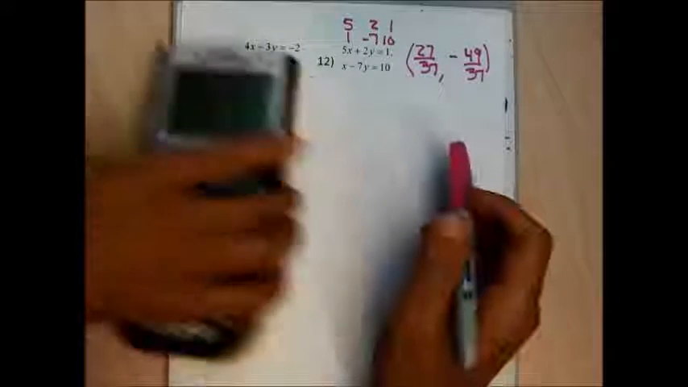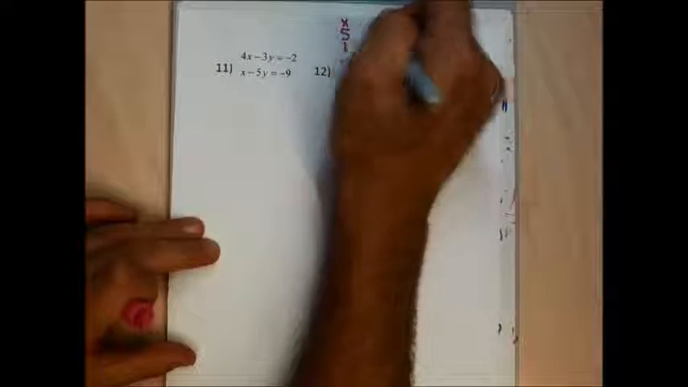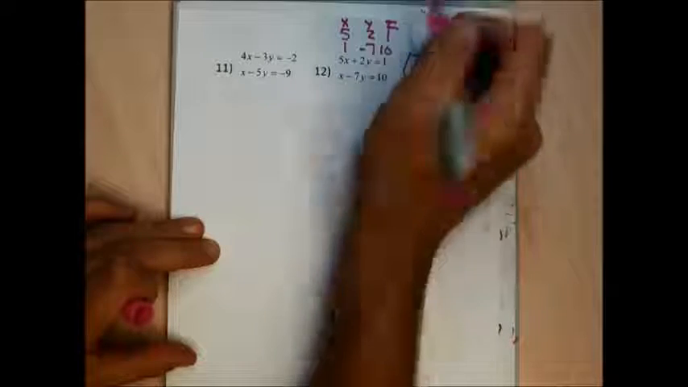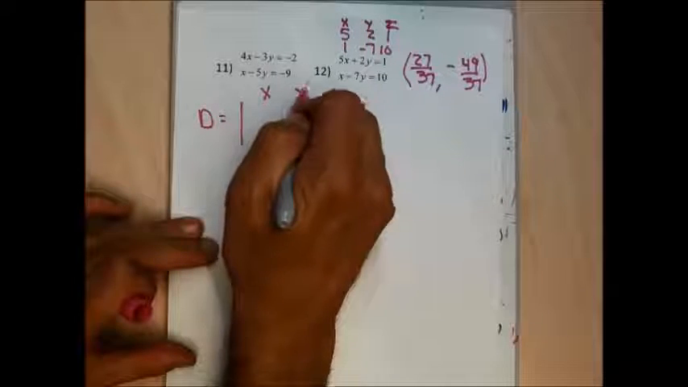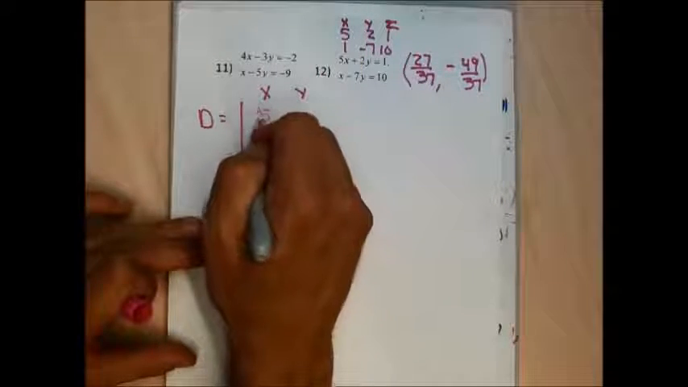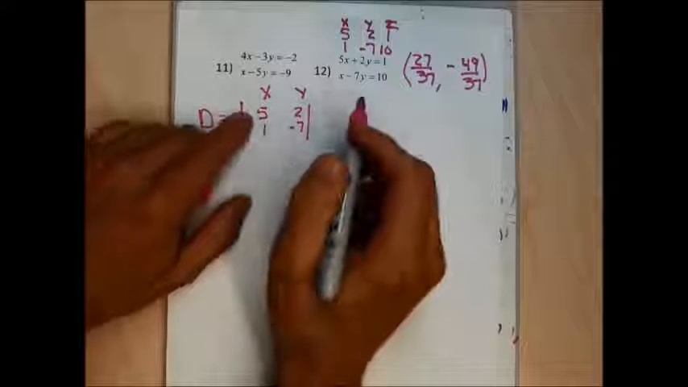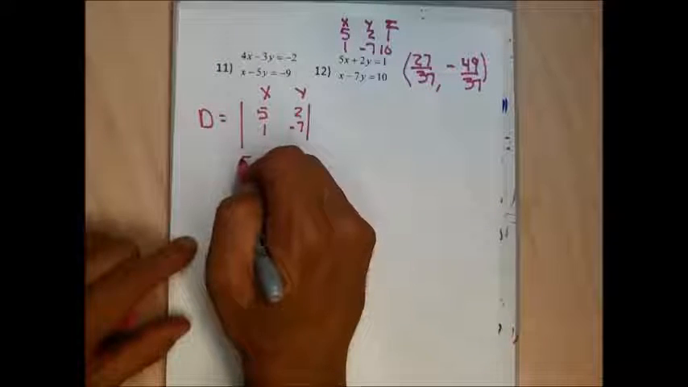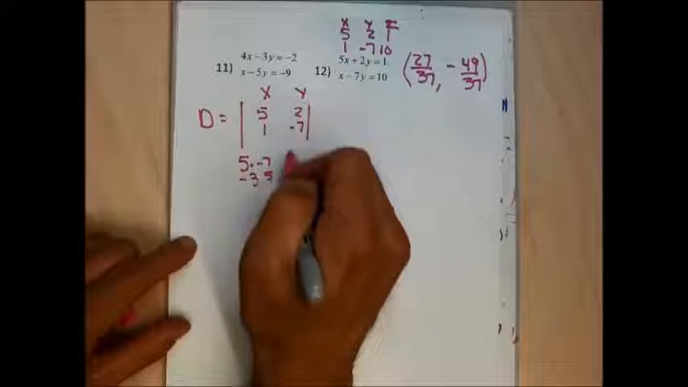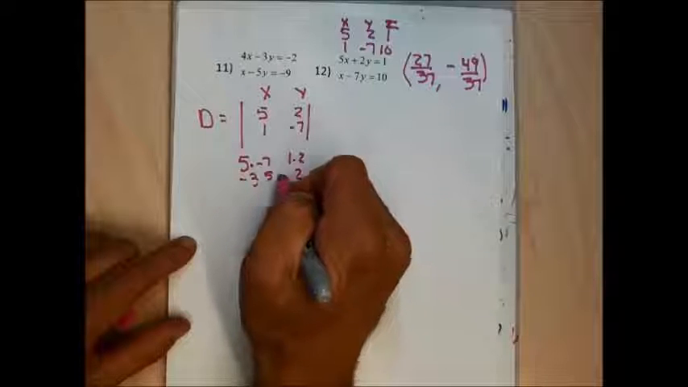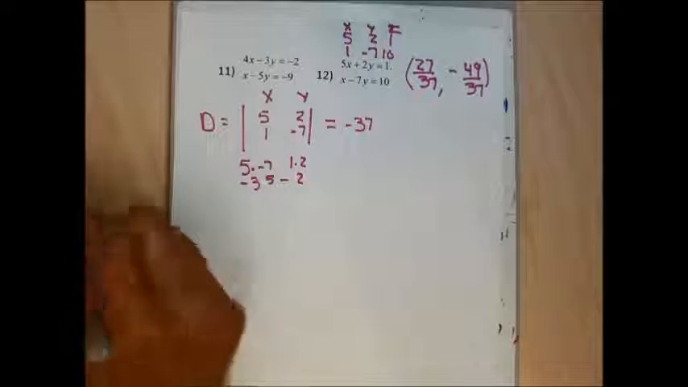I need to compute 3 determinants, and the matrix that I worked with has an x column, a y column, and an equal column. The D matrix just has to have the numbers from the x column and the y column, which are going to be 5 and 1, which is the x column, and the numbers from the y column. You can get the determinant on your calculator, or you can cross multiply and subtract. By hand, I would go 5 times -7, multiplying down, is -35. Multiplying up, 1 times 2 is 2, and I'd subtract. -35 minus 2 is -37.